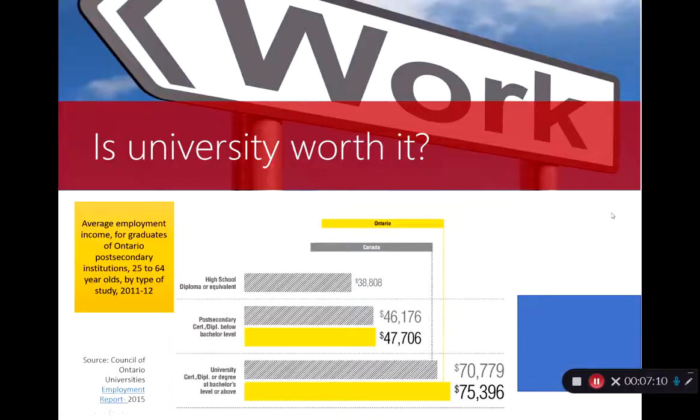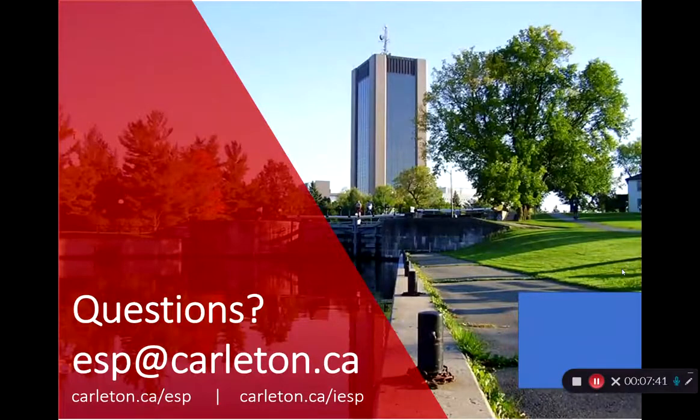And then finally, if you look at average employment income for graduates of Ontario post-secondary institutions, and this is average earnings for folks between 25 and 64, so it's a wide group, you can see that the average earnings for that group is much higher than for high school groups, for college or other categories. So despite that investment that you have to make in university, it does tend to pay off. That hard work can get you there.